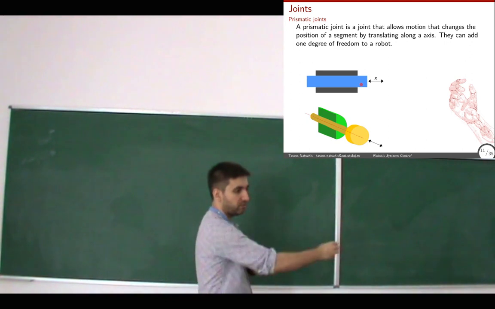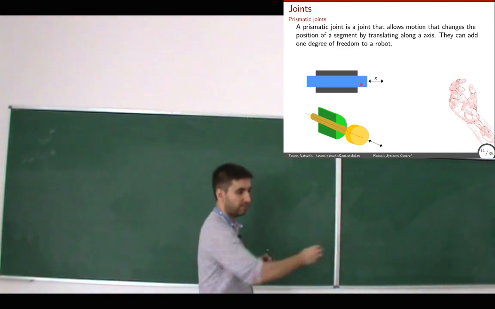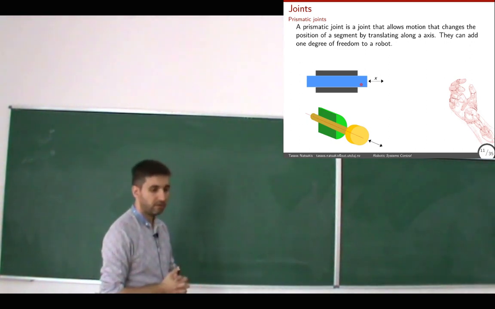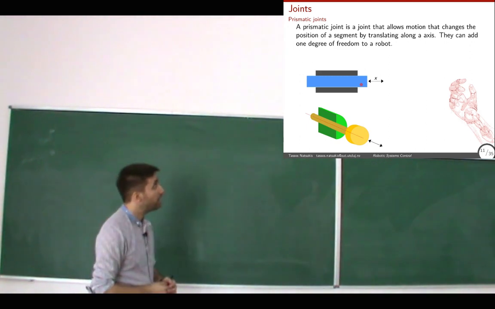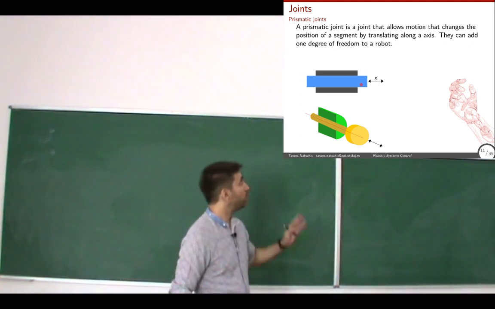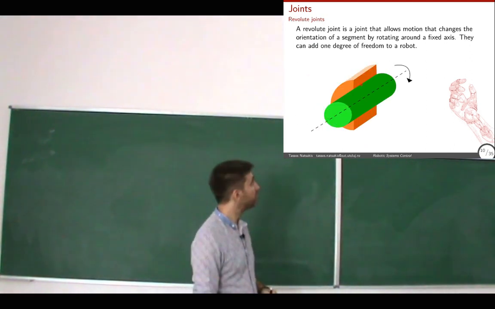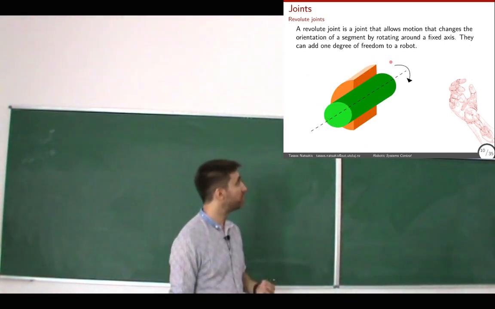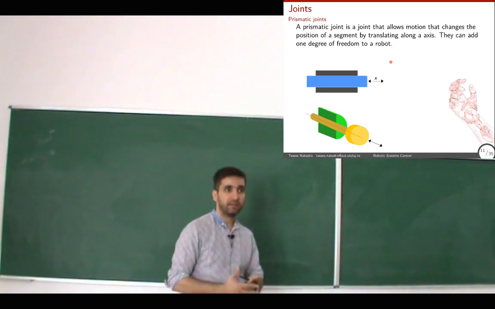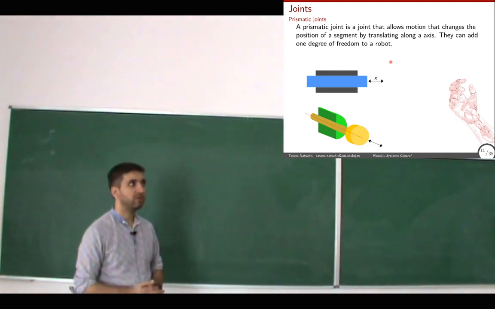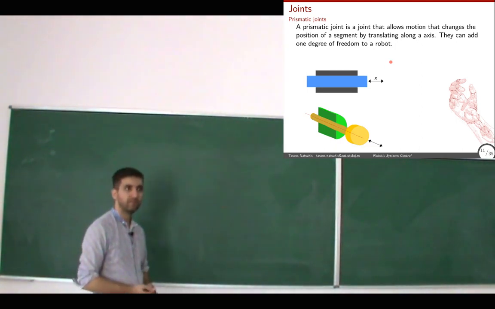It doesn't translate in two axes. Okay? Now, it says here they can add 1 degree of freedom to the robot, the same as the revolute joint. They can add 1 degree of freedom to a robot. What is a degree of freedom? What do you understand when we say degree of freedom?